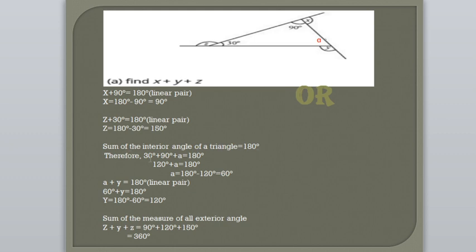Therefore 30 degree plus 90 degree plus A equals 180 degree. As the property is that the sum of interior angles is 180 degree, we add all the interior angles of a triangle and find the value of the unknown interior angle. Then 30 plus 90 is 120 degree. 120 degree plus A equals 180 degree. Now transfer this 120 to the other side, that is A equals 180 degree minus 120 degree, which equals 60 degree. So here we got angle A measure as 60 degree.